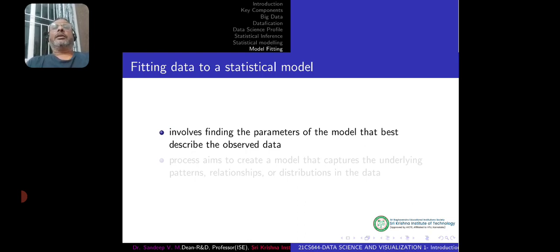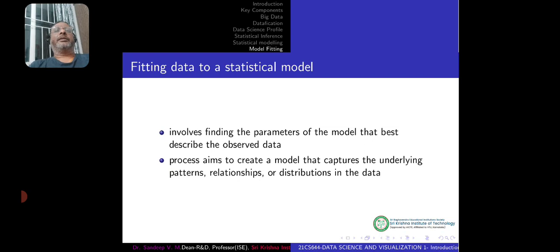Now, as we have seen in the previous case, there are many statistical probability distributions available. So, if we know that the data set given has a normal distribution, then fitting the data to this statistical model. Here the statistical model used is a Gaussian distribution and it has two parameters: one is the mean and the other is the variance. So fitting data is a process which involves finding these parameters of the model that best describe the observed data. It is a process that aims to create a model that captures the underlying patterns, relationships, or distributions in the data.